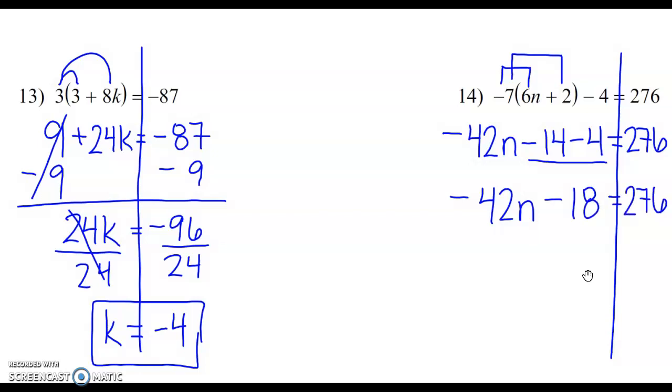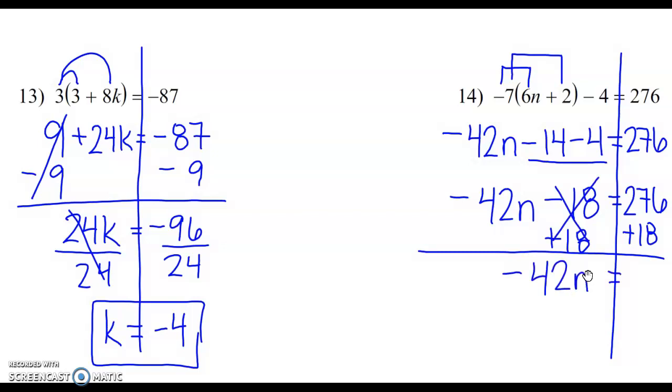So now that everything is simplified, we would start moving things around. So to move a minus 18, we would add 18 on both sides of our equation. Cancel and clean. We've got negative 42n equals 276 plus 18 is 294. So then when I divide by negative 42, to get rid of the multiply by negative 42, I find out that n is negative 7.